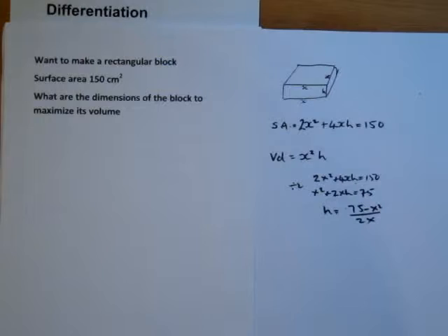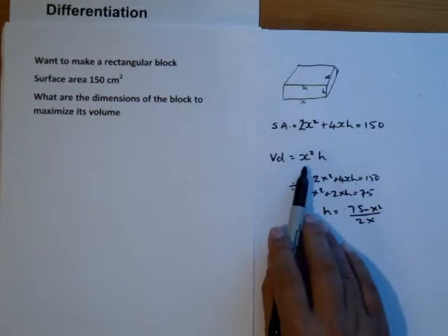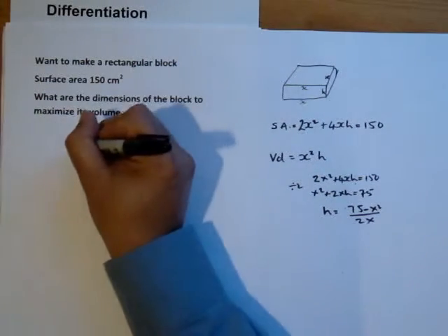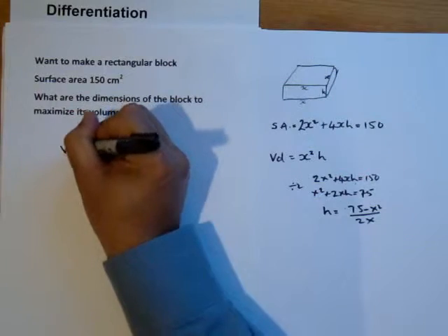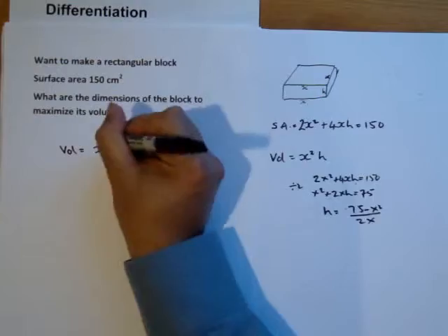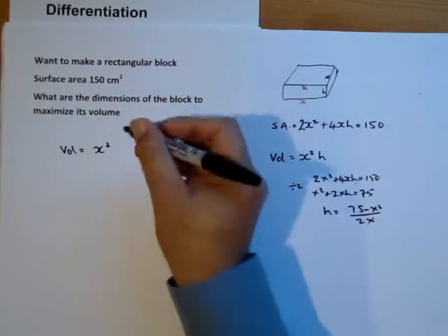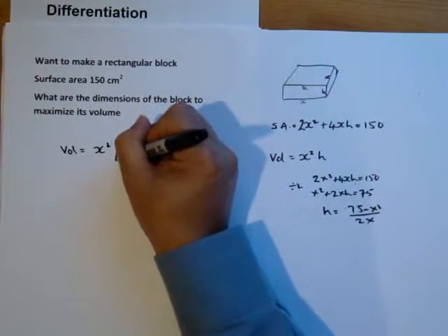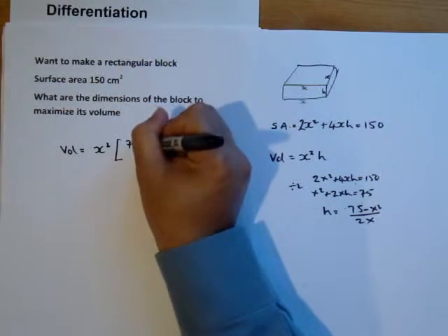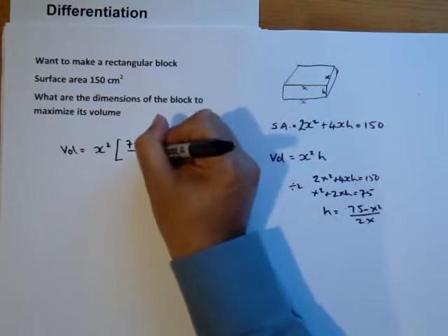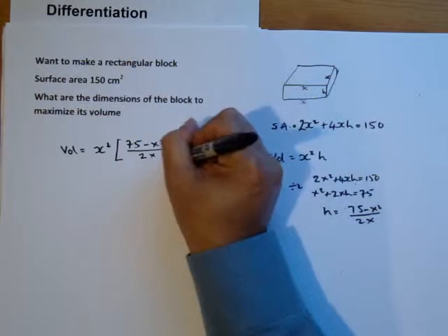So now we can put this into our equation that we want to maximize. So we get the volume equals x squared, which is over here, and then the h, which is 75 minus x squared all over 2x.